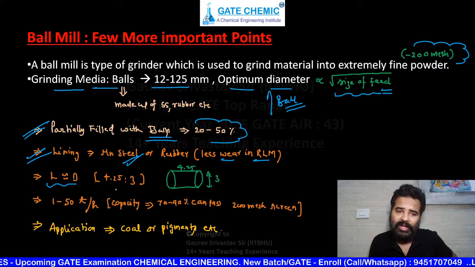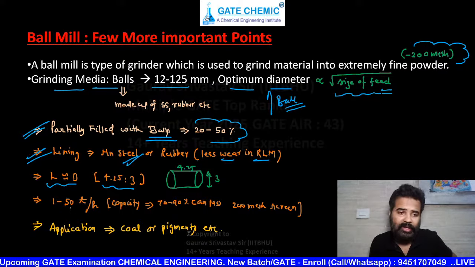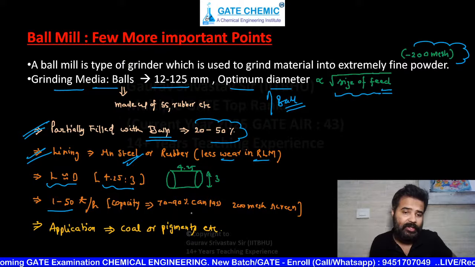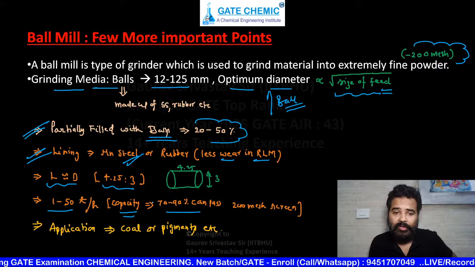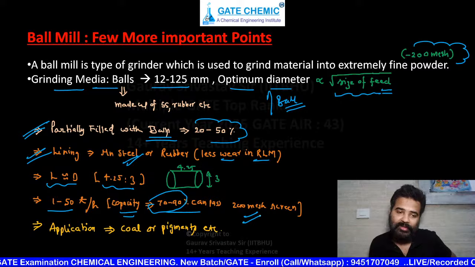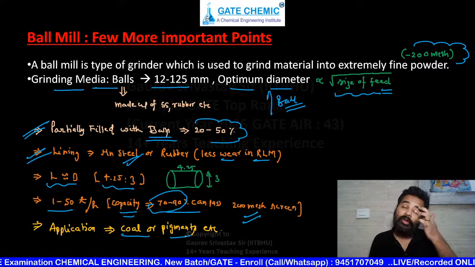Length nearly equals the diameter, but it may be 4.25 to 3. Capacity is 1 to 50 tons. No need to write anything. And its product, 70 to 90%, passes through a 200 mesh screen. Application is mostly in coal and pigments.